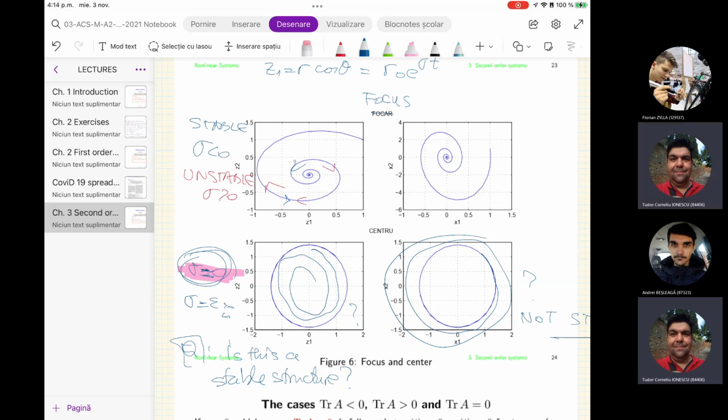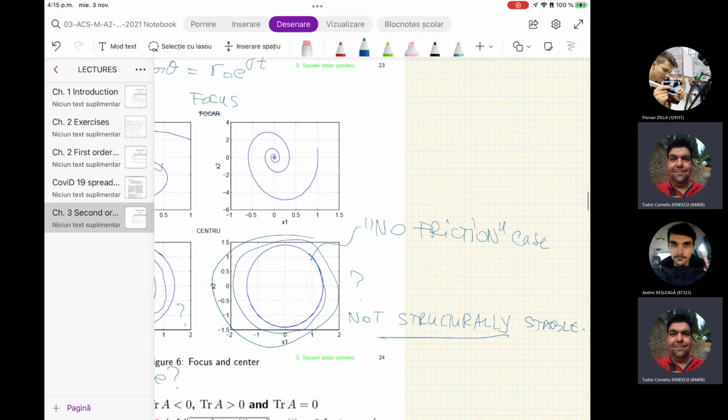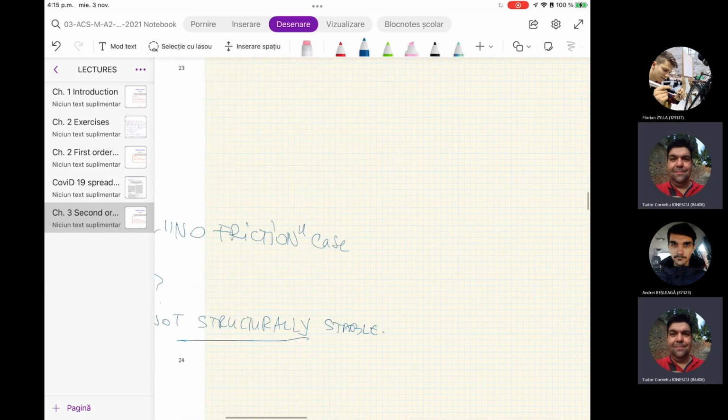When you have no friction. Yeah, when you have no friction. So this is a no friction case, exactly. True? But this is not real. This is not real because there's always a little bit of friction. You can only have no friction in ideal environments, right?